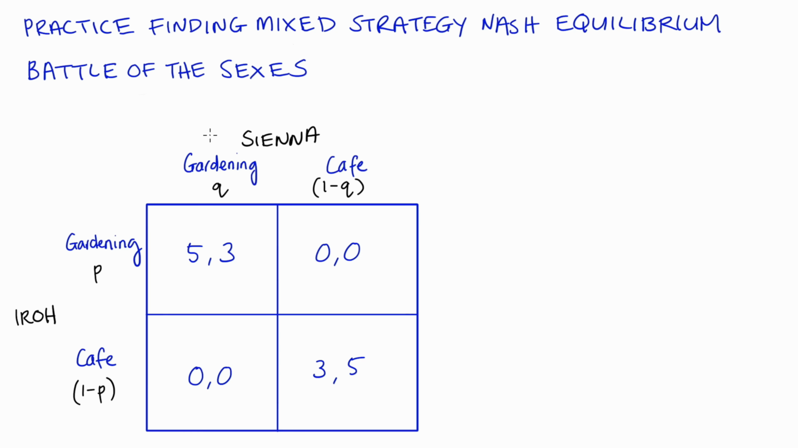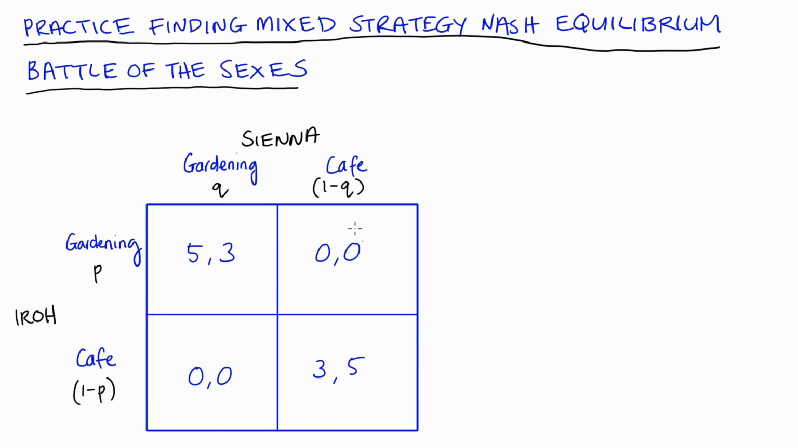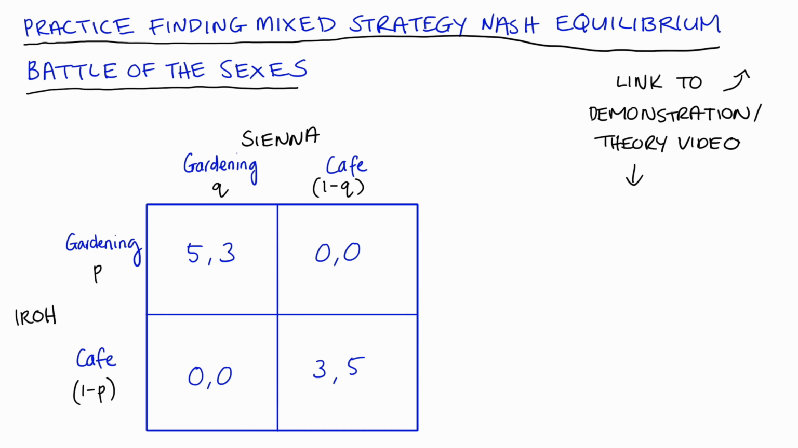Hi everyone, in this video I'm going to go through a practice problem where I find the mixed strategy Nash equilibrium in a game of the Battle of the Sexes. So in a previous video I went through the theory and the demonstration associated with finding all of the Nash equilibria in Battle of the Sexes. So I'll link to that video in the description and also up in the corner here.